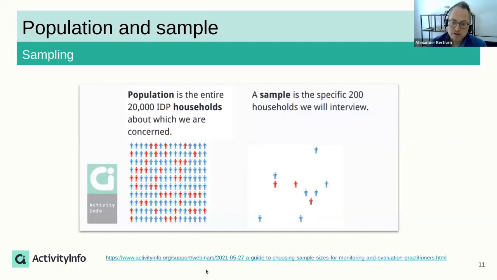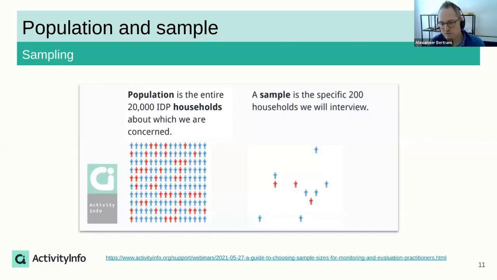So we did a series of webinars on sampling in 2021. So we'll just do a quick refresher on sampling, right? Two key terms to know when you're doing sampling are population and sample. Our population is the whole group that we're talking about, whereas the sample is the specific households or farms or individuals that we're talking about.